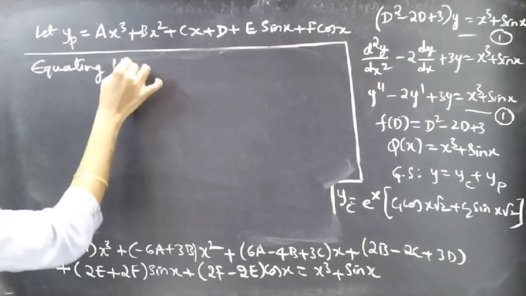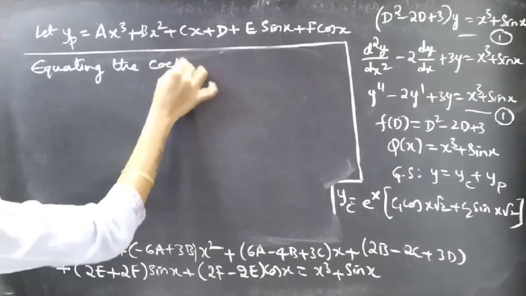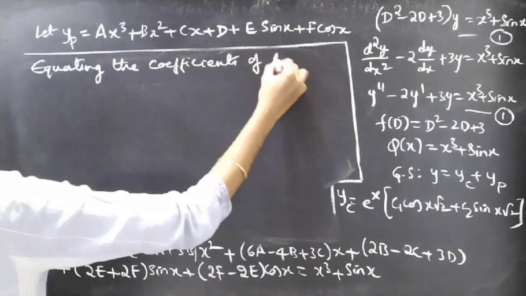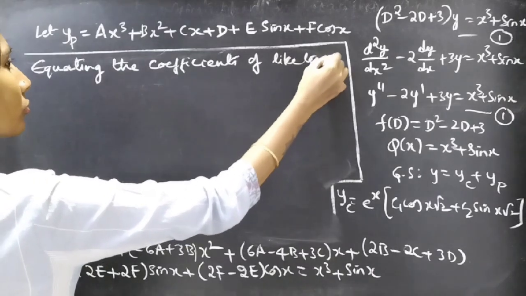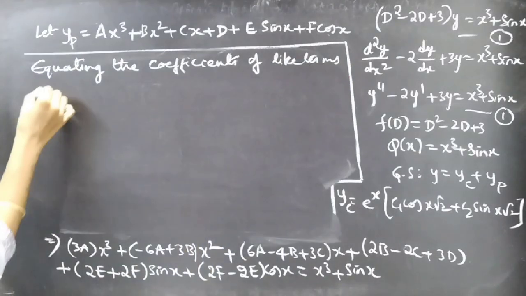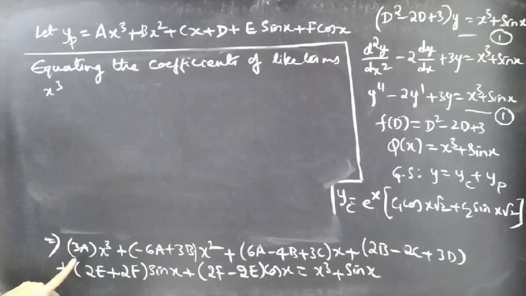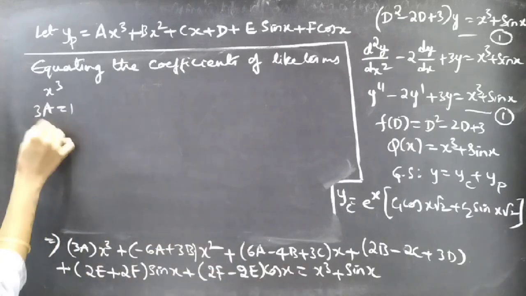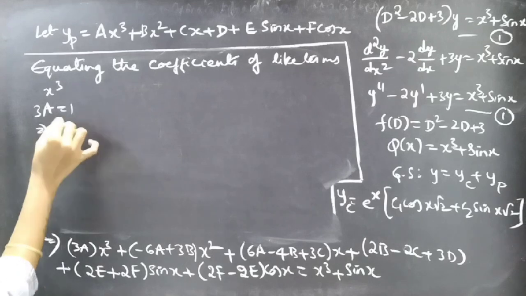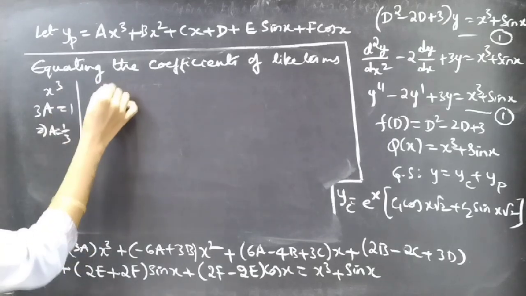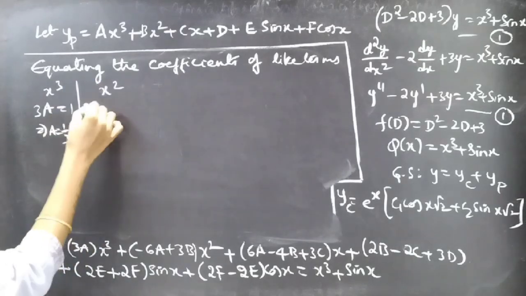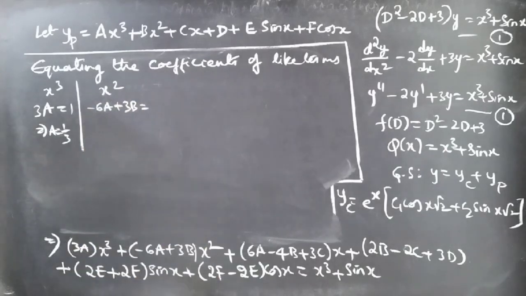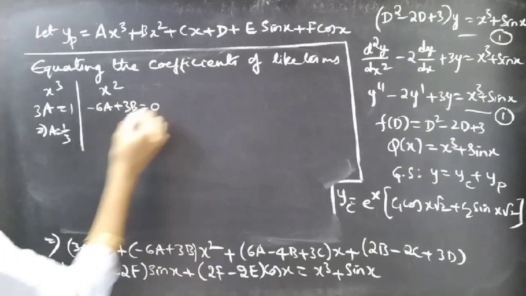Equating the equations of like terms. I'll begin with x cube. Just equate the equations of x cube. We'll get 3a equal to 1, which gives us a equal to 1 by 3. Now I'll equate the equations of x square: minus 6a plus 3b equal to, we don't have any x square term in RHS, so take it as 0.